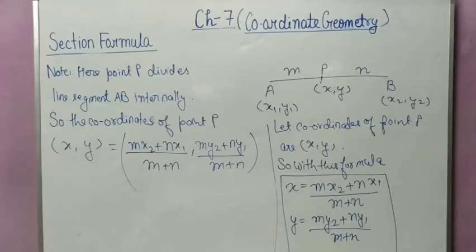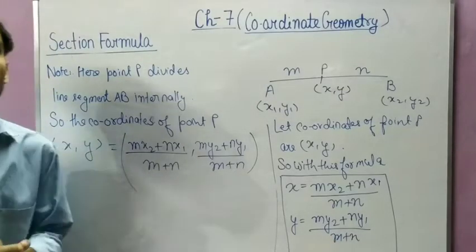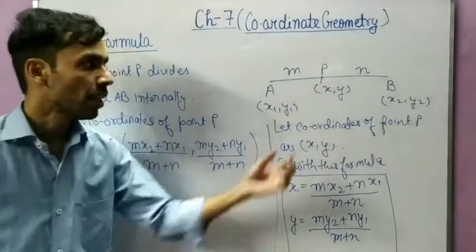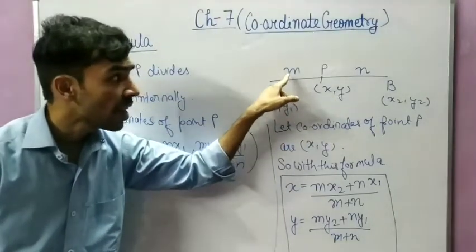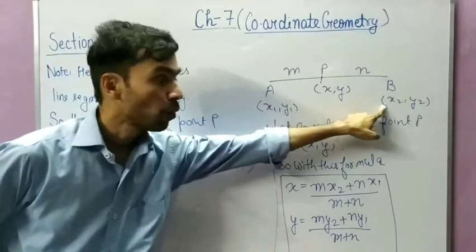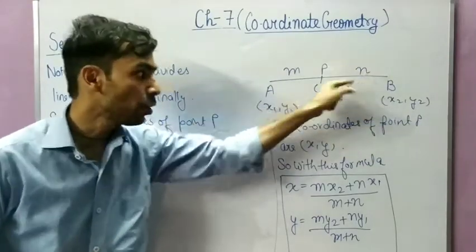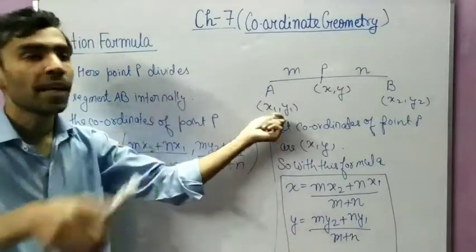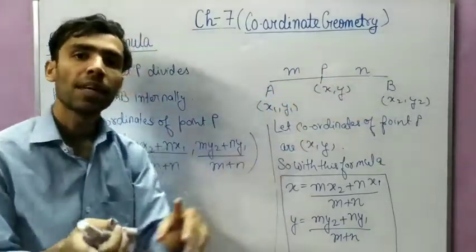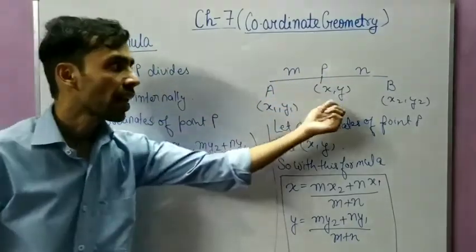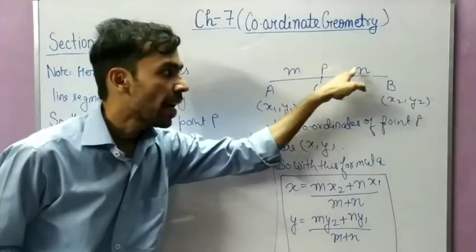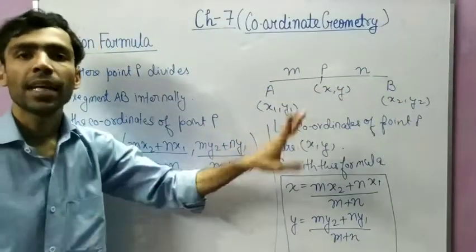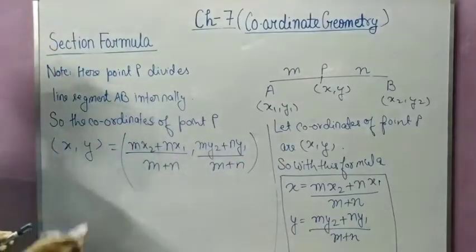I think it is clear to all of you. So how to memorize for x and for y? See, when we are calculating x, so what we are doing? We are multiplying this m to x2, उसके बाद plus, then n to x1 and divided by m plus n. Similarly, in case of y also, we are multiplying m to y2 and n to y1 divided by m plus n. Okay, so very simple formula it is.